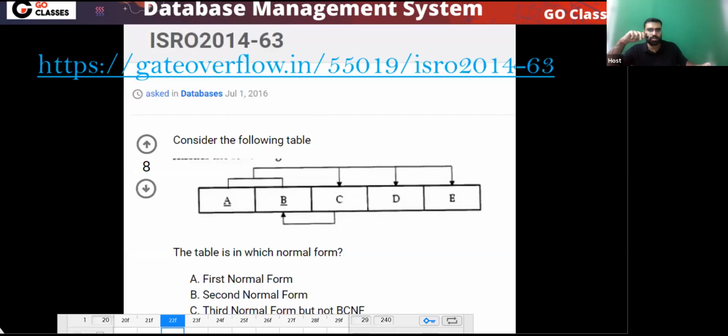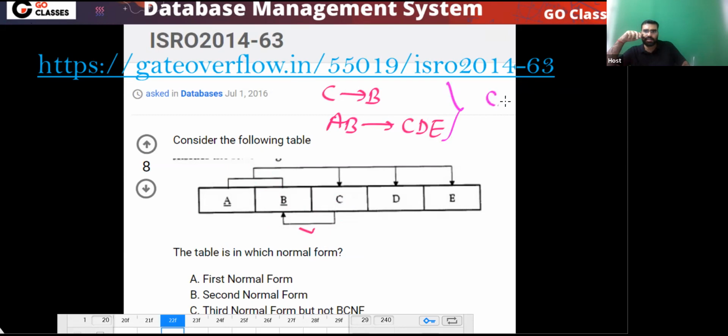So finally, from here, what are the dependencies? First, you find the FDs. You can clearly see C determines D, or C determines B. So you can say C determines B. This is one FD. Next, AB determines CDE, correct? AB determines CDE. So there are two functional dependencies.